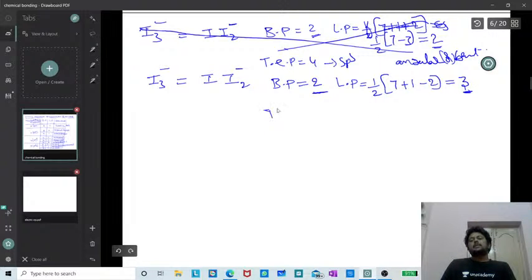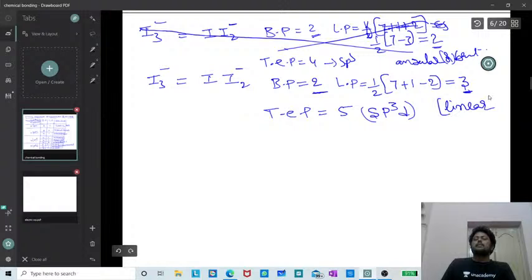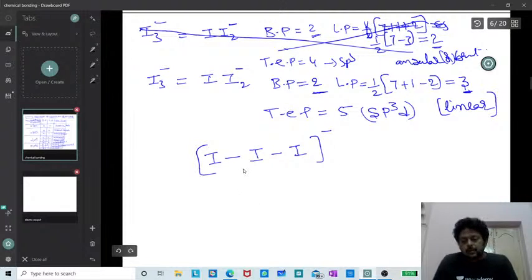Total electron pairs 5. Total electron pairs 5, hybridization is sp3d hybridization. So geometry, linear geometry. So that will be like this, I3 minus. Okay.